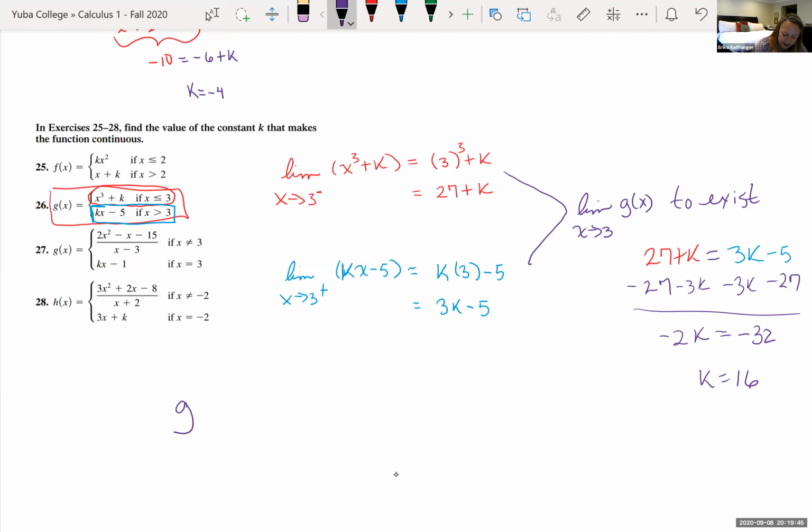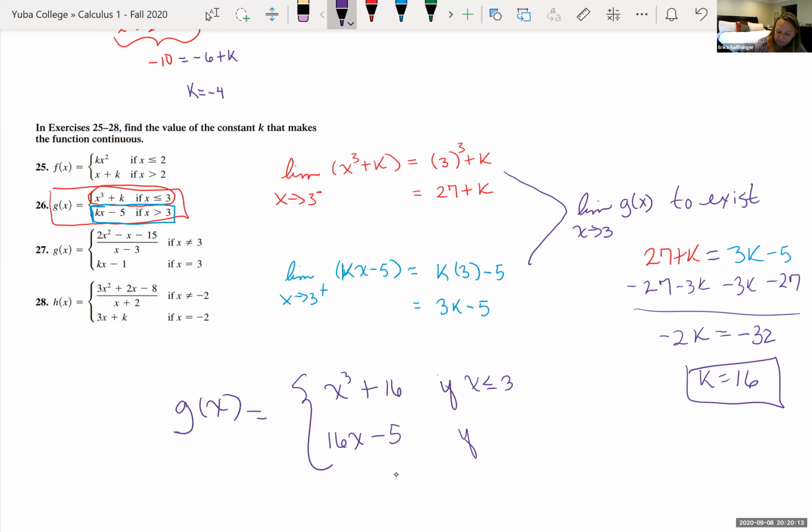So g of x, k has to be 16. And our equations would be x cubed plus k, but k was 16, so plus 16 if x is less than or equal to 3. And then our second equation is k times x, or 16 times x, minus 5 if x is bigger than 3.